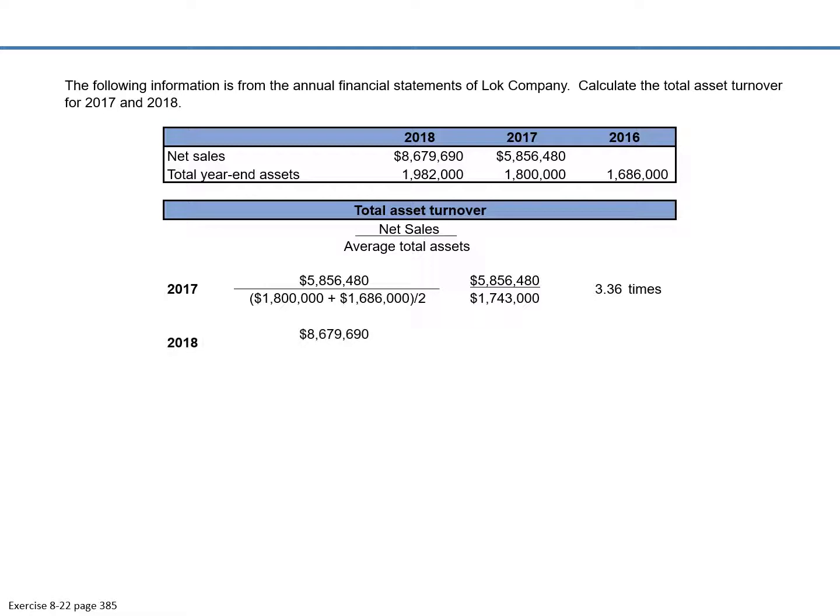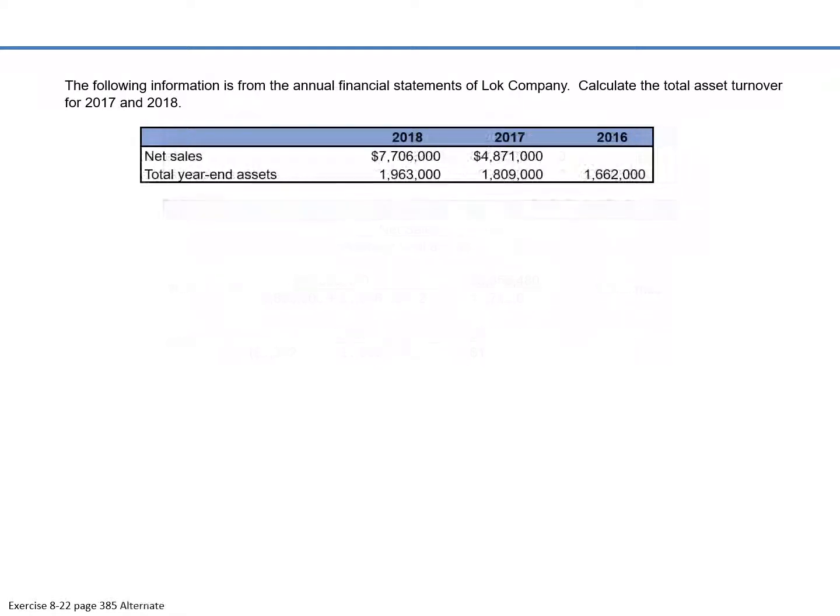For 18, it's your 8.679 million divided by 1.982 plus 1.8 divided by 2. So you have asset turnover of 4.59 times in 2018. All right, why don't you guys take a stab at it? And when you're done, resume the recording and we'll go through the answers.